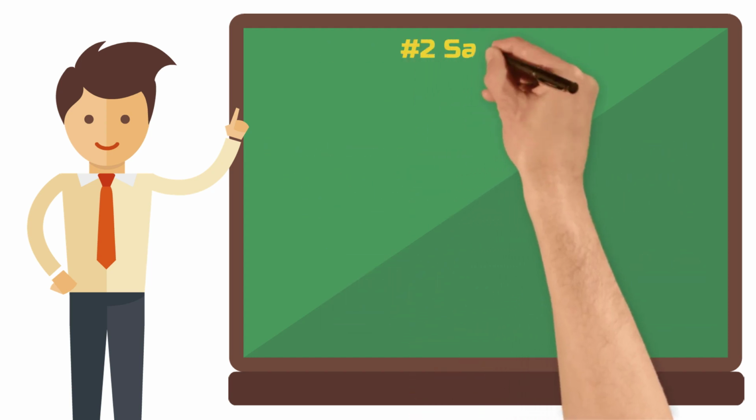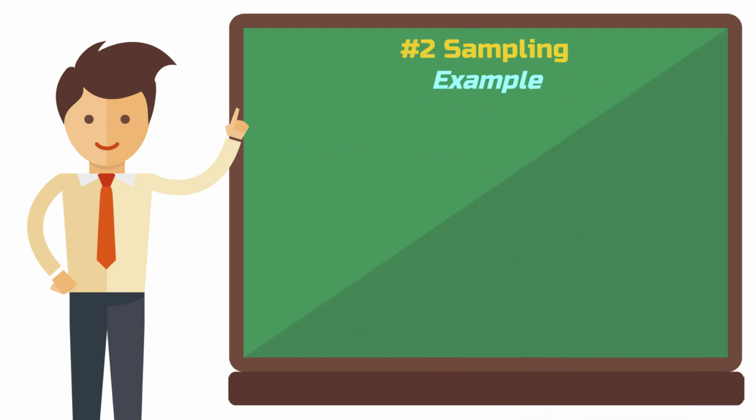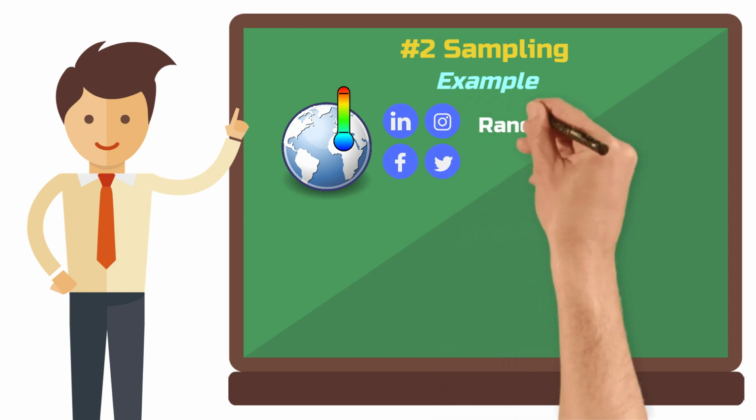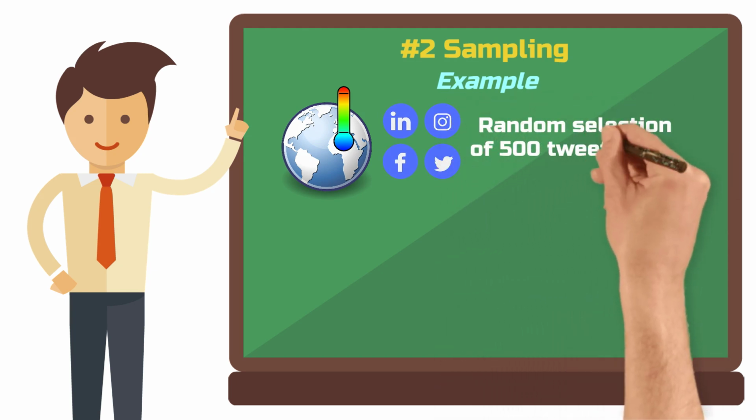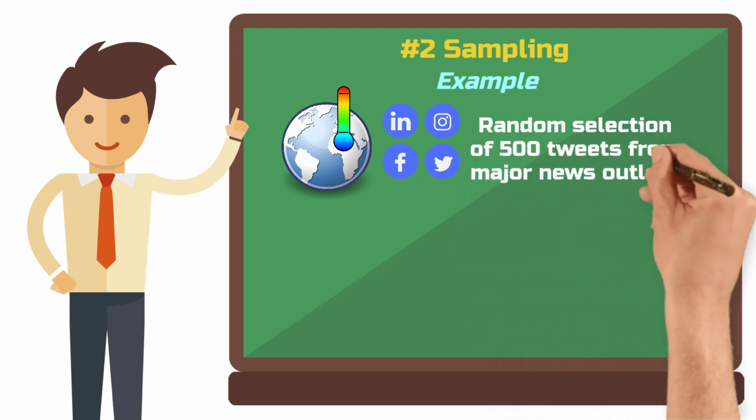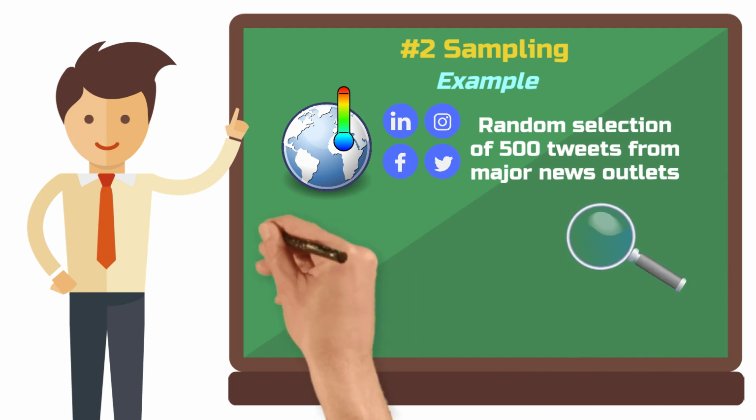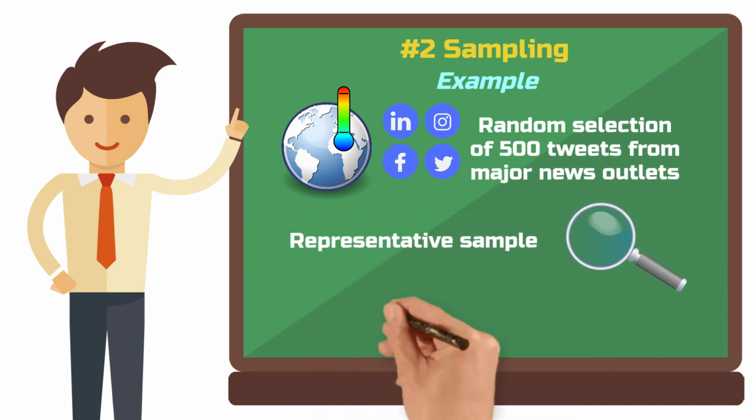Step 2. Sampling. Now you need to determine your sample. Suppose you want to analyze how climate change is framed in social media. Your sample could consist of a random selection of 500 tweets from major news outlets, for example BBC, CNN, or Fox News, over the past 6 months. Ensuring that the sample is representative is crucial, for example by balancing sources from different political perspectives.